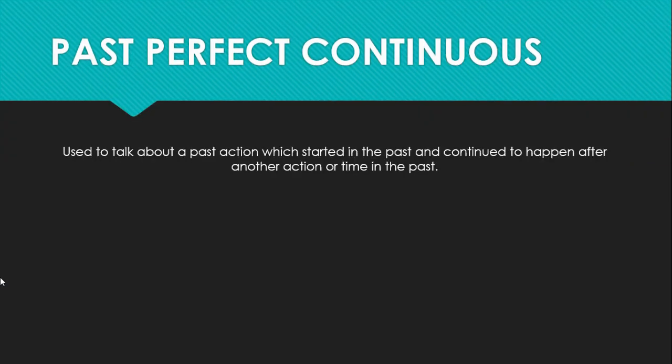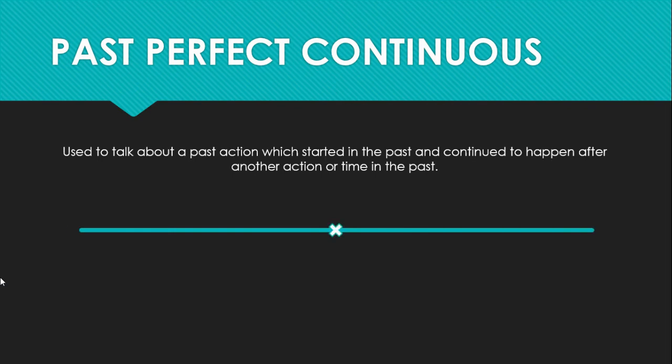So the past perfect continuous is used to talk about a past action which started in the past and continued to happen after another action or time in the past. Again, to help you understand this, let's look at this timeline. So the X represents the present, and before the present we have the past, and after that we have the future. Now again, since we are talking about past perfect continuous, so we should only be focusing on the past.